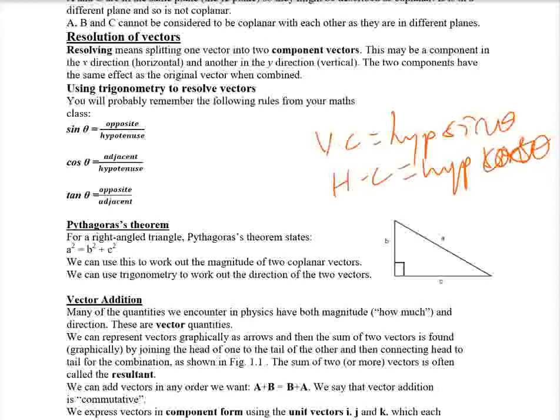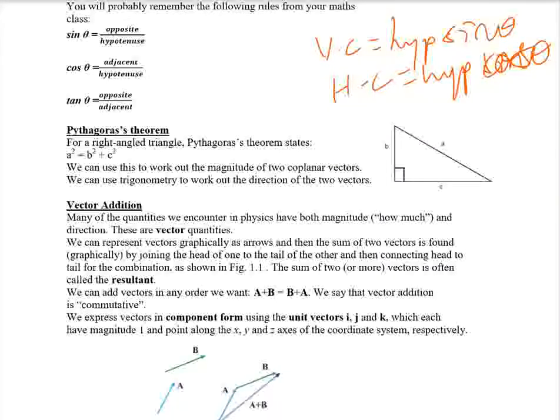The other thing is Pythagoras theorem. According to Pythagoras, for a right angle triangle, the sum of the squares of the sides gives us what? The square of the hypotenuse. Therefore, a square, the hypotenuse squared, is the sum of the sides squared: b square plus c square. This one is Pythagoras theorem.